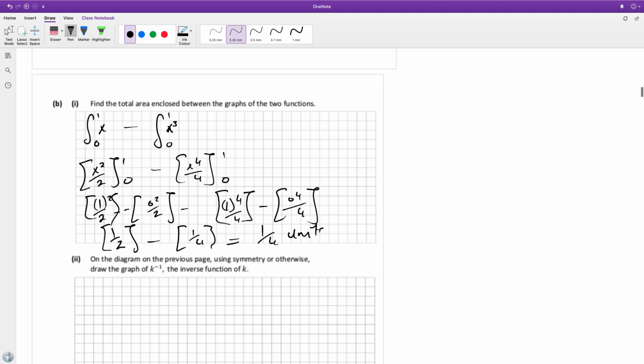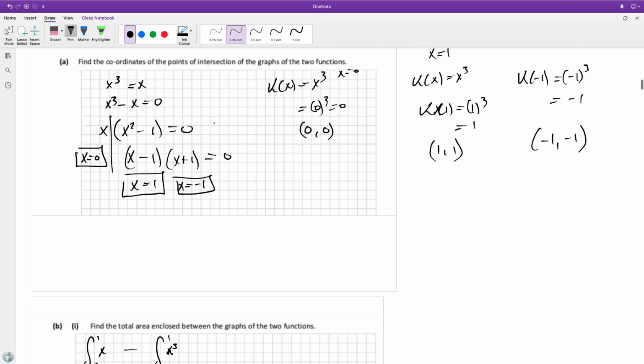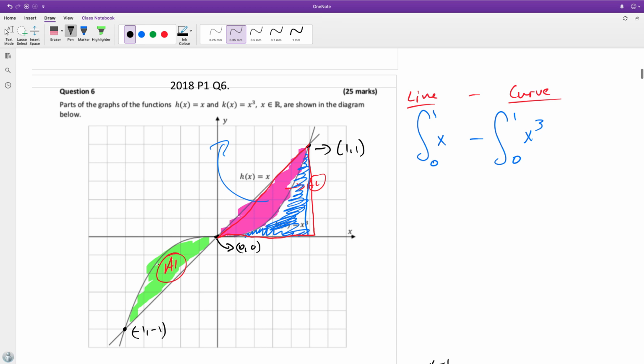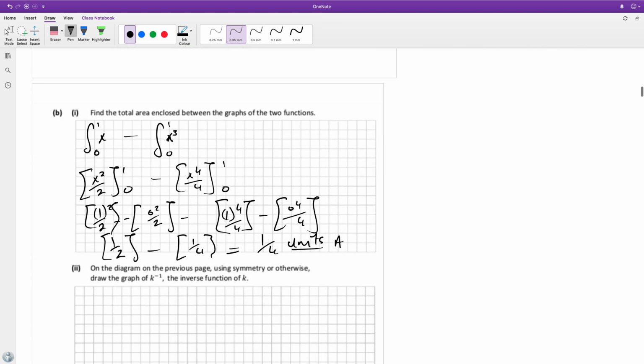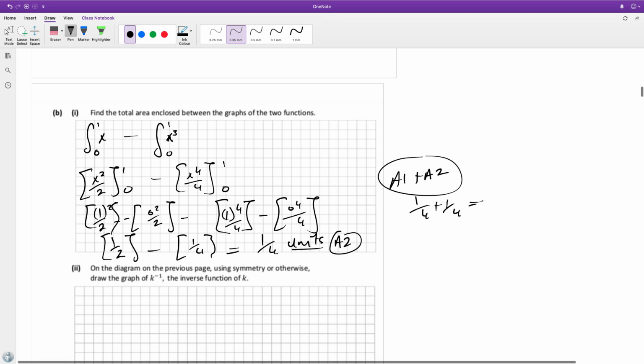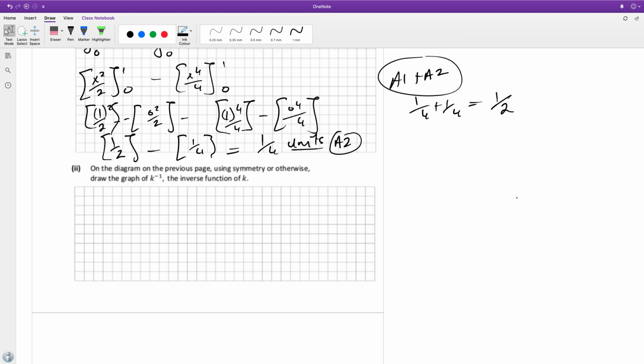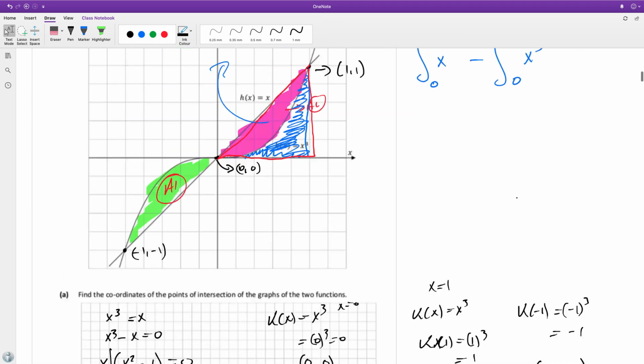Now, very important, what did I tell you earlier on? A quarter units is only this bit up here. What do we need? A1 and A2. So that's only A2. A1 plus A2 is a quarter plus a quarter, which is equal to a half. And just to finish off the question: on the diagram on the previous page, using symmetry or otherwise, draw the graph of k minus 1, the inverse function of k.